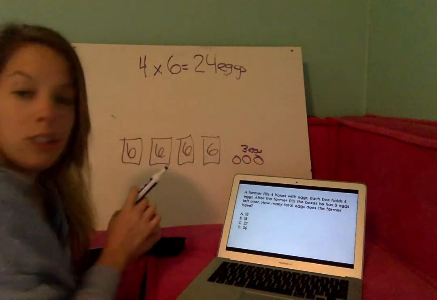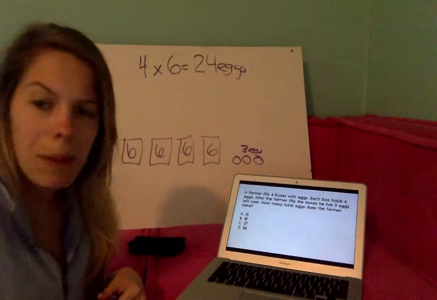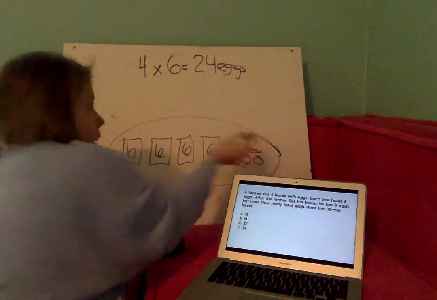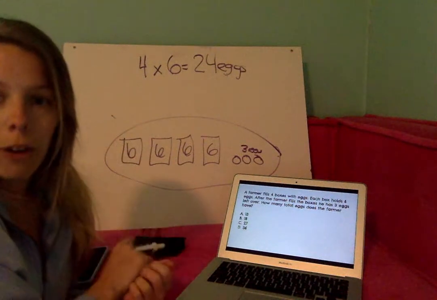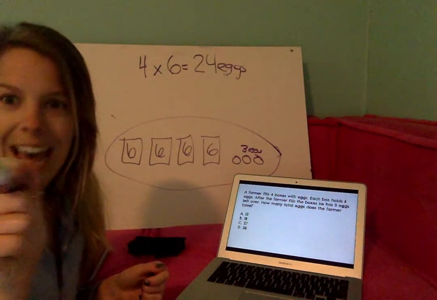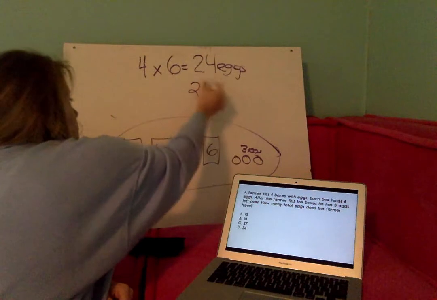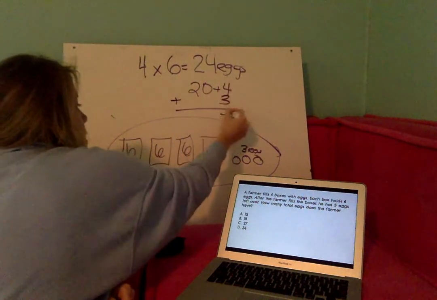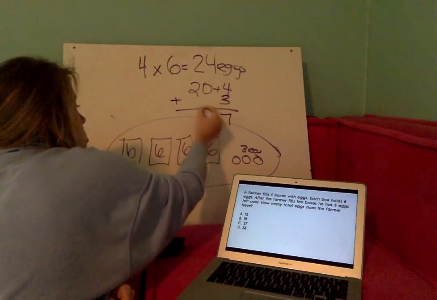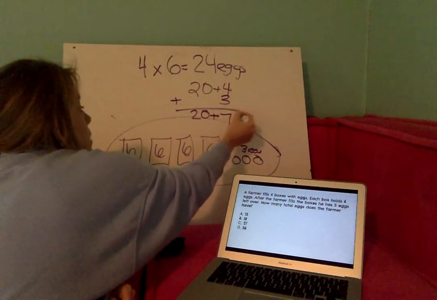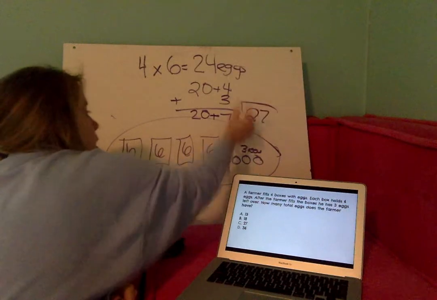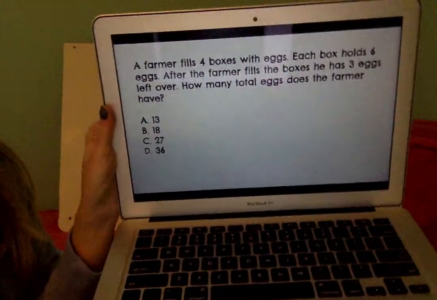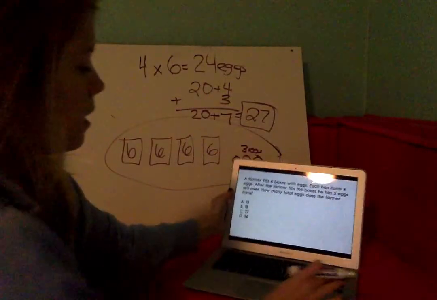So, if there's 3 left over, I know that leftover might make you think subtract, but he still has them. He has all these eggs right here. So what are we going to do to 24 and 3? Add it. So 24 plus 3. 4 plus 3 is 7. Bring down your plus and your 0 and your 2. 20 plus 7 is 27. The farmer has 27 eggs in all. C. Okay.